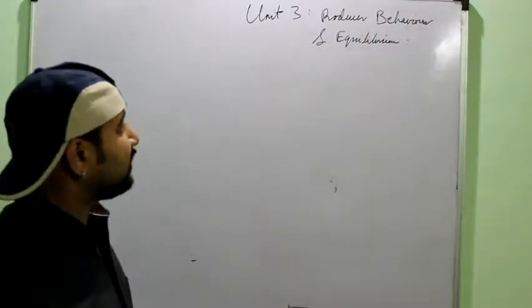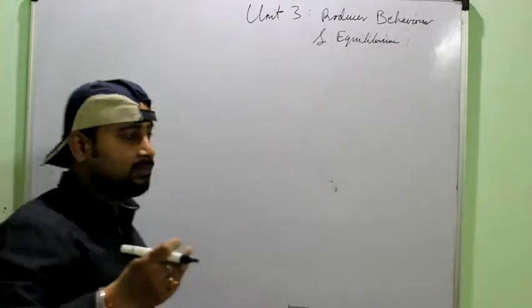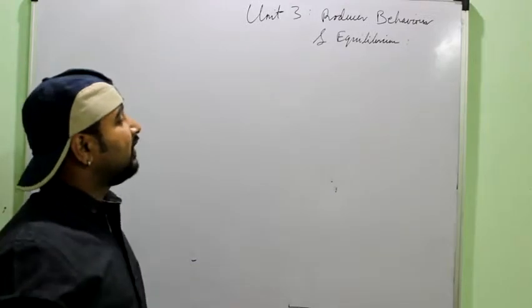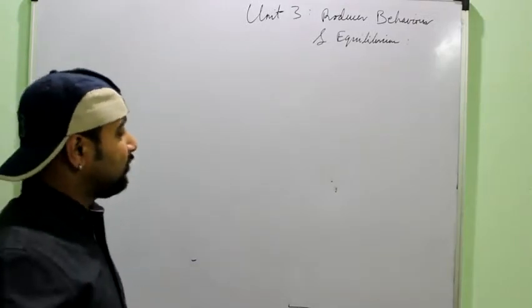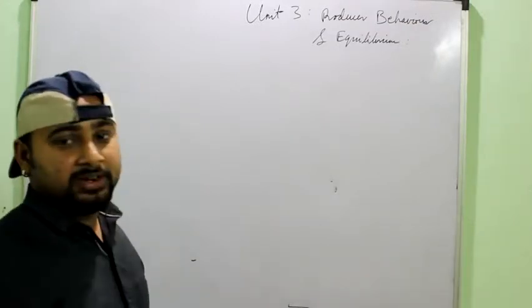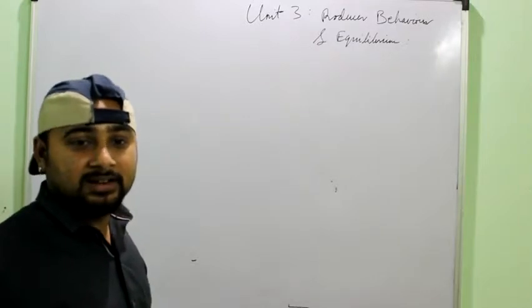Okay, now we have to start with the third unit, that is producer's behavior and equilibrium. See, in the first unit we studied only about the consumer. Means if you are thinking about certain laws, certain logic, you have to think from the point of view of the consumer. But from this particular unit, now you have to think as a producer, as a seller, right?